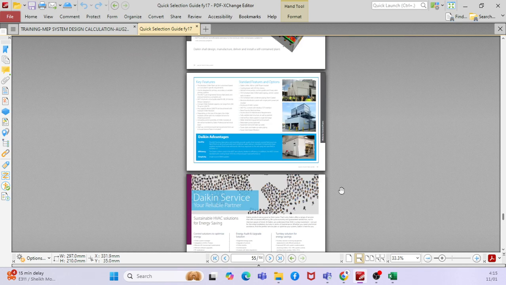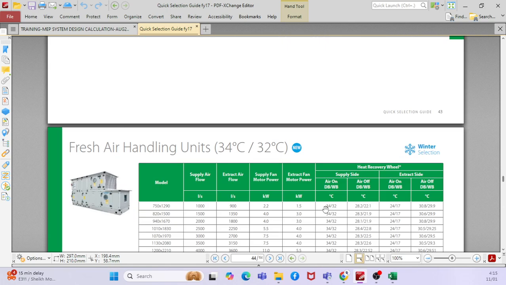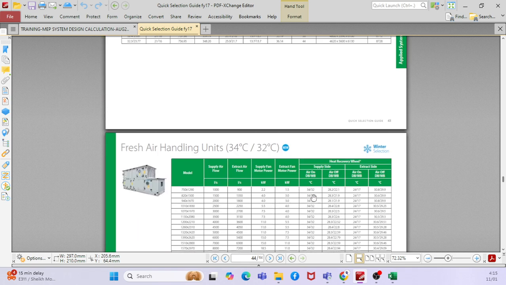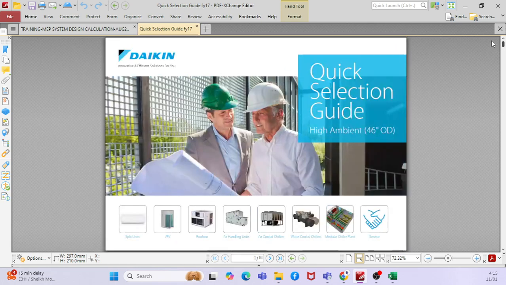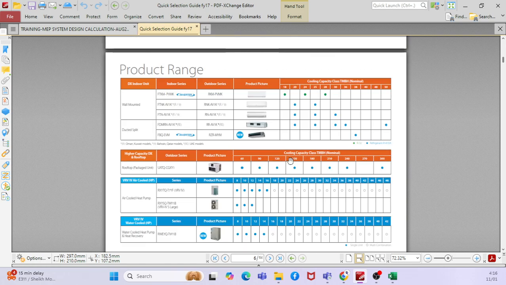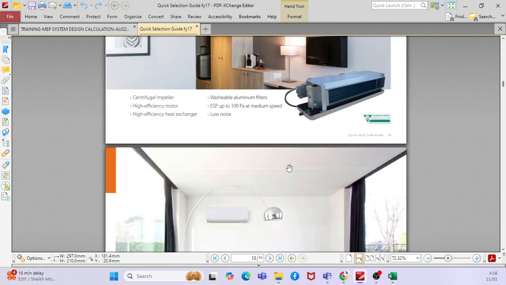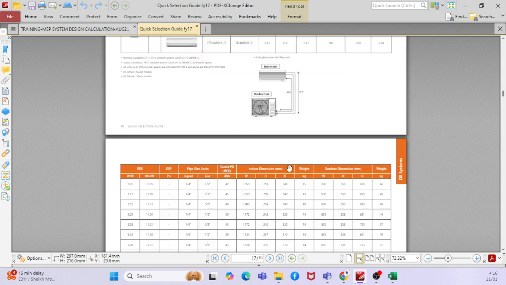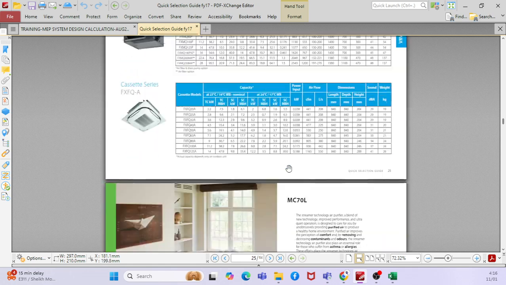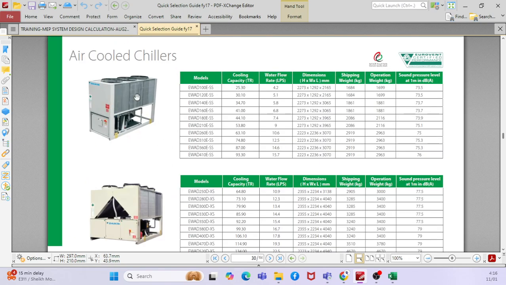See, basically, this is one of the manufacturers. You can see this is from Daikin. If you go down, say for example, the standard chiller for comfort cooling. If I go down to the chiller selections, this is the air cooled chiller, right?